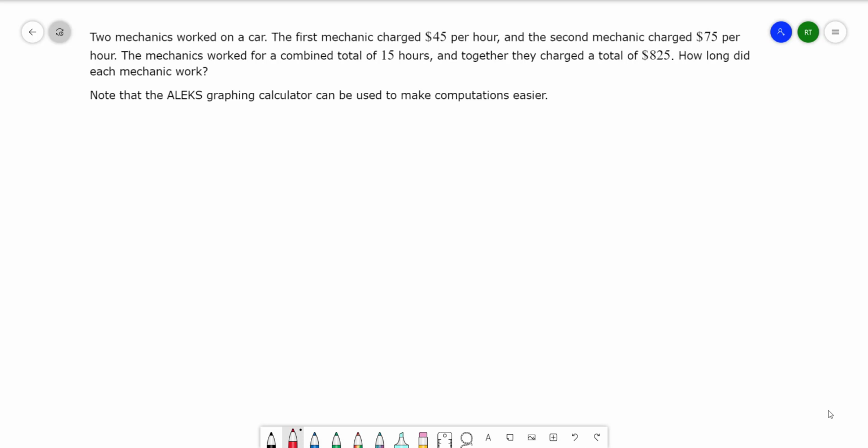Okay, let's get started. Two mechanics worked on a car. The first mechanic charges $45 per hour. Keep in mind that this is a rate. And then the second mechanic charges $75 per hour. Again, another rate. Then it says the mechanics worked for a combined total of 15 hours.